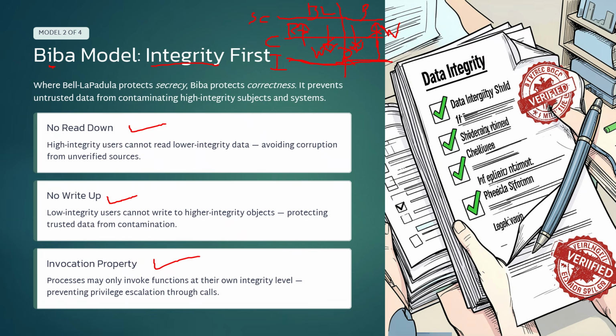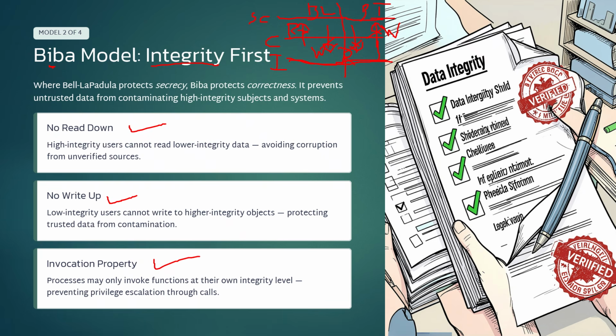And for Biba, it is no read down and no write up. So RW, RW, arrow up, down, down, up. If you just keep this diagram in your mind, sorry for the bad handwriting, but if you remember these four things, it will be helpful for you to understand and remember both LaPadula and Biba. LaPadula is confidentiality first and Biba is integrity first.